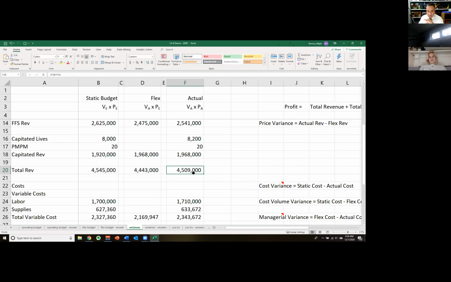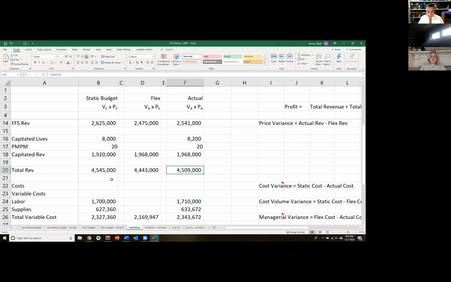Same with revenue. I go right to left. So 4509 minus 4545 gives me a negative revenue variance telling me I overestimated my revenues, right? So a negative revenue variance doesn't mean I had negative revenue. It means I overestimated my revenue.